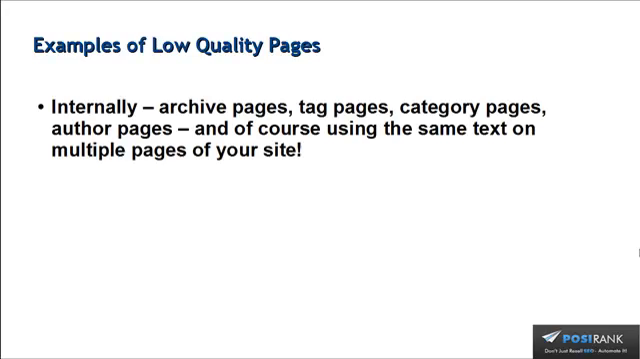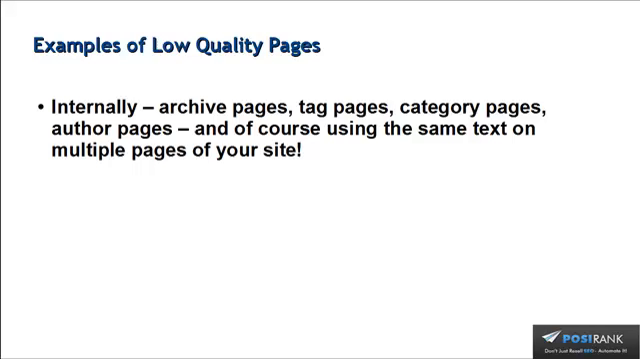So let's keep going with our examples of low quality pages here for a second. Before, I mentioned internal and external pages, well, what are those? Internally, we've got the notorious WordPress pages, the archive, tag, category, and author pages. Those would all be low quality duplicate content types of pages on your site.